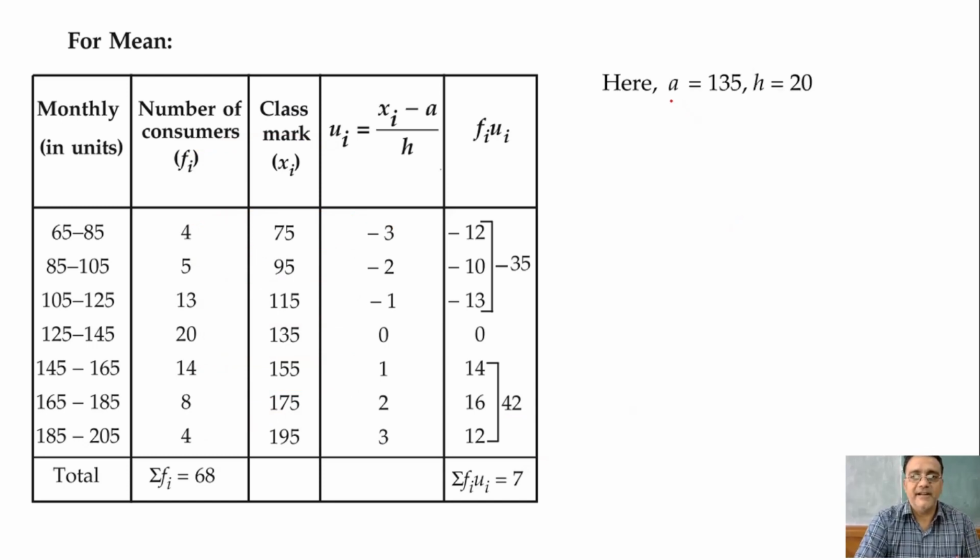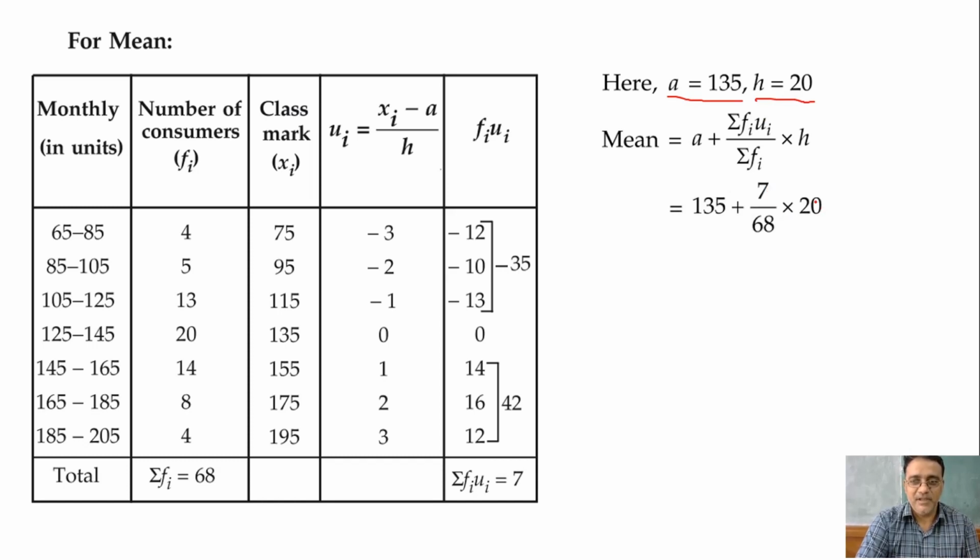Now we'll write a is equals to 135, h is equals to 20, and the formula is a plus summation fu upon summation f into h. Substitute all the values. 135 plus 7 upon 68 into 20. Okay, so इसको और सिंप्लीफाई कर सकते हैं हम लोग. 34, 17, 5. Okay, 4 से डिवाइड कर दिए. So 35 upon 17, so 2.05 approximately. So 135.05 units is the required mean.